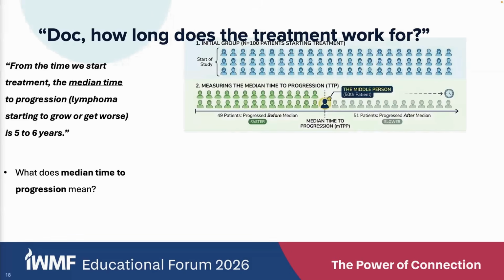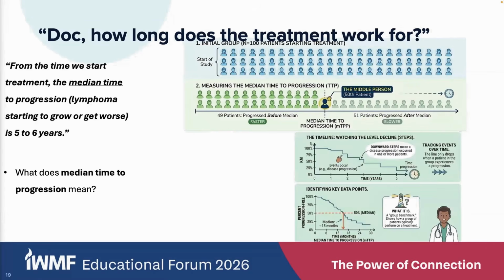So this is the same thing: 100 patients, you line them up, and based on the time it took for the lymphoma to start getting worse, you get to the middle patient, that's the median time to progression, which sometimes the doctor might describe by saying, on average, the treatment works for 5 years. It's not really the average. I don't want to get technical about average and median and statistics, but what we really mean is the median. We don't usually report averages for clinical trials.